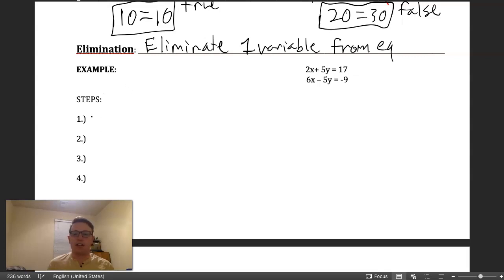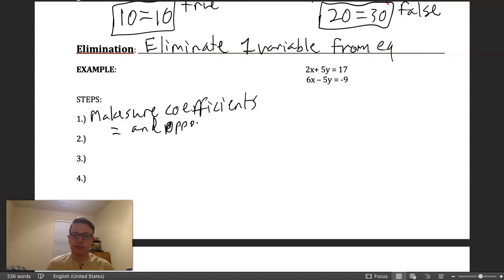What are our steps for that? Our first step is we want to make sure our coefficients for a variable are equal and opposite. Why is that important? We'll see in the next step. But for this, we have a 2 and we have a 6. Those aren't equal and opposite, but we have a 5 and we have a minus 5. So those are equal and opposite.